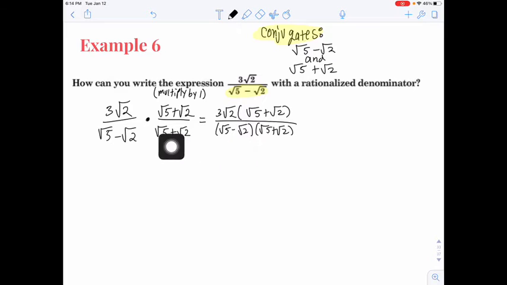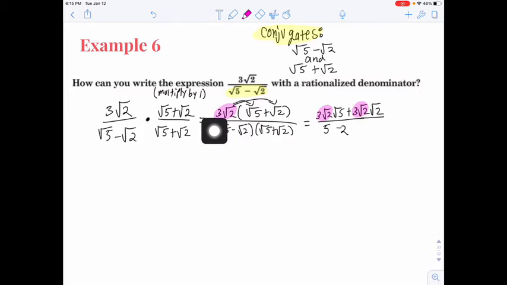All I did right here was put this as one big fraction, so 3 radical 2 times square root of 5 plus square root of 2 over the square root of 5 minus the square root of 2 times the square root of 5 plus the square root of 2. The numerator we're just going to distribute, but in the denominator we can actually use the shortcut that we talked about in the previous problem. So when you're multiplying conjugates, all you have to do is square the first number, square the second number, and subtract the 2.